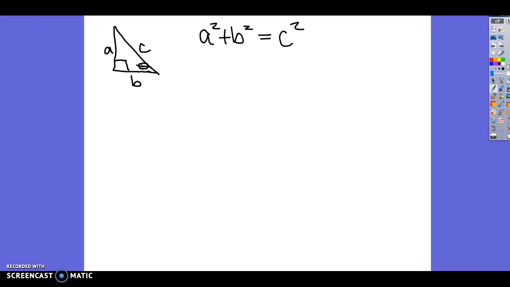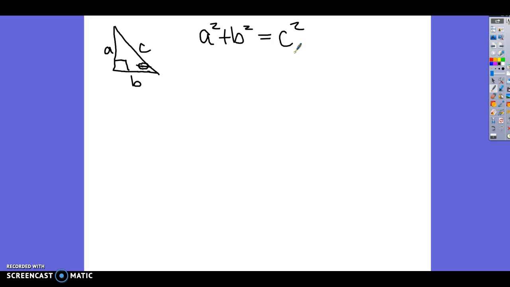Alright, we're going to talk about the Pythagorean theorem and the Pythagorean identities. First, if you think about the Pythagorean theorem, if you have a right triangle, you know that you have side squared plus side squared equals hypotenuse squared. So if we call these sides A and B and the hypotenuse C, that's where A squared plus B squared equals C squared comes from.